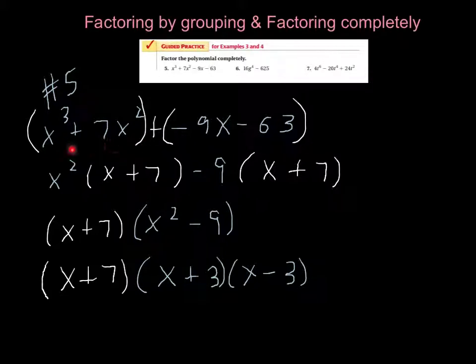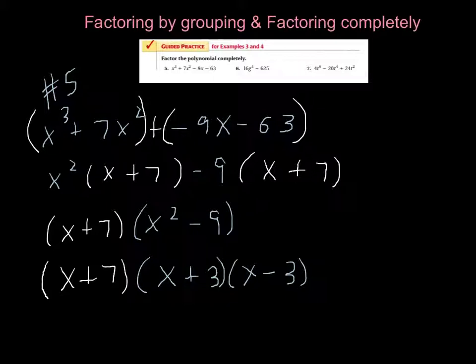Now when we look at this first group here, the common monomial that we can pull out is x squared. When you divide x to the third divided by x squared, you get x, and 7x squared, when you factor out an x squared, leaves you with 7. On the right side, we pulled out a negative 9, and negative 9x divided by negative 9 is positive x. The negative 63 turns into a positive 7.